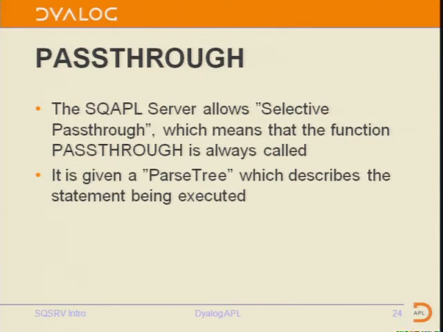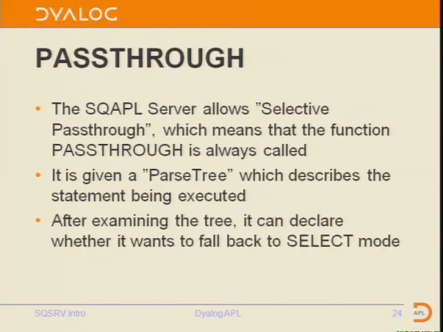You get a parse tree describing the statement. You can look at the statement, and at that point you can decide which one of those three modes you want to be in. So you can say, I know there are certain types of joins which will be horribly expensive if I leave them to the framework. So I'm going to do those, but I'm going to leave everything else to the framework to do.